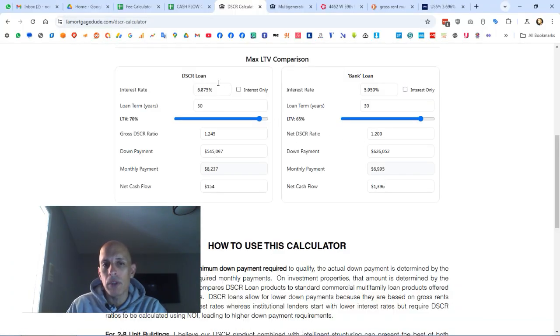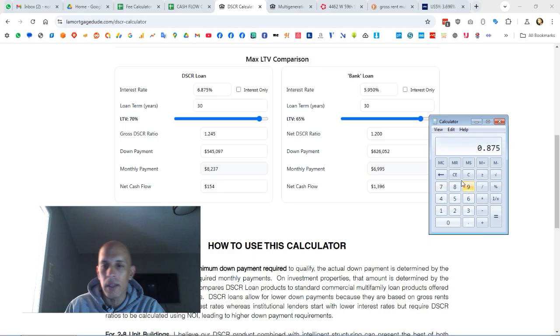So that's why people choose to go with DSCR loans. And as I said, you can get a comparable interest rate with a comparable down payment. But again, when you're comparing these two options, you're looking at $545 for the down payment versus $626. So that's roughly $76,000, maybe $80,000. So let's see what that is. 626,052 minus 545,097, $81,000.